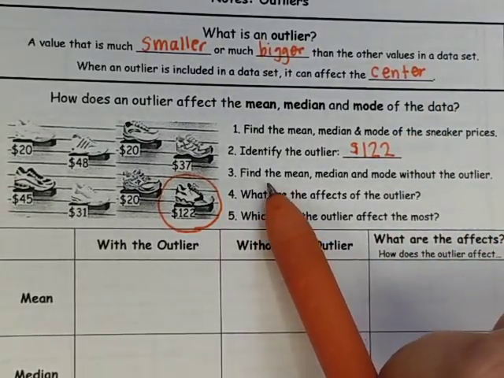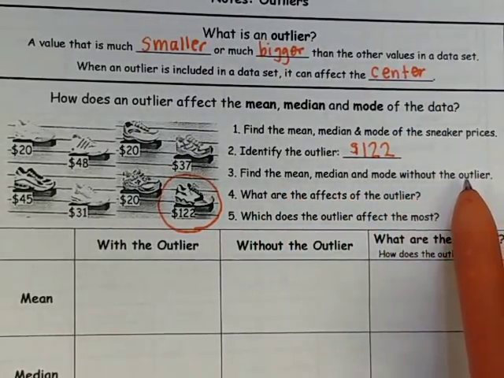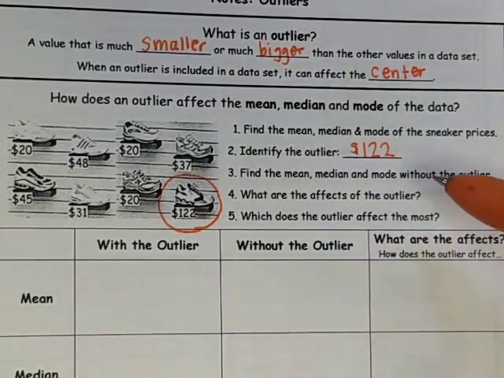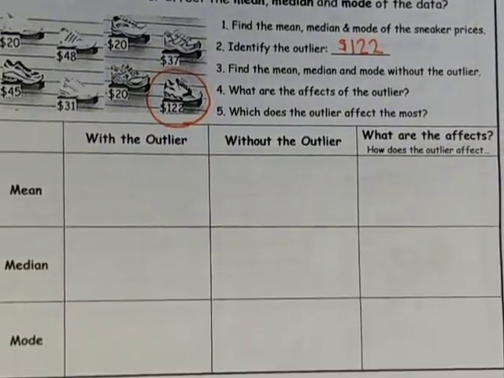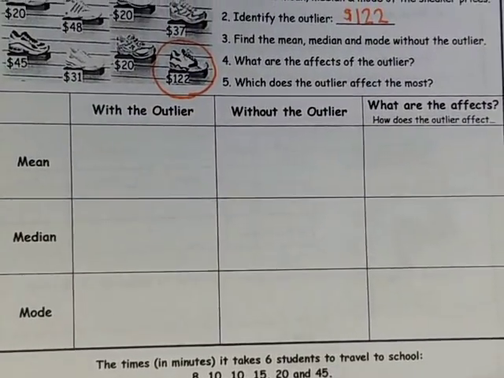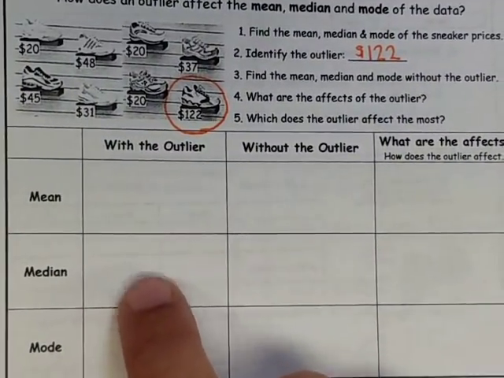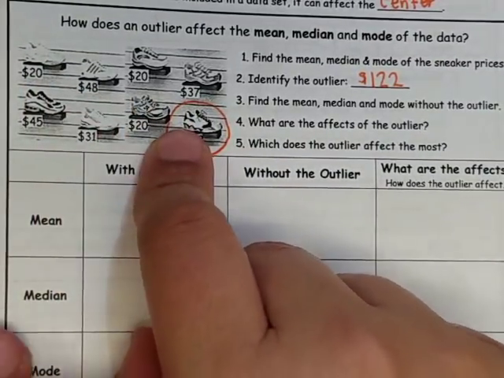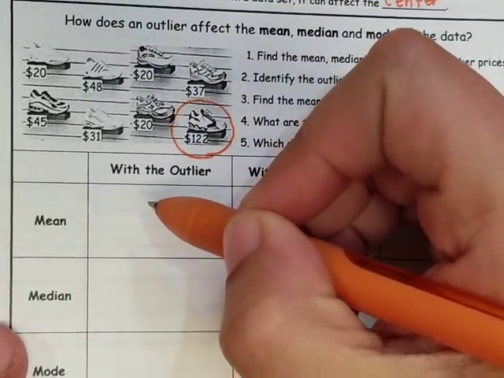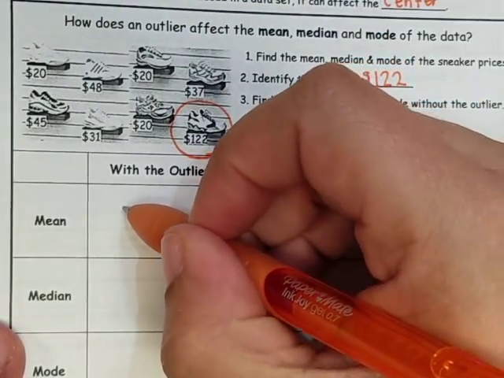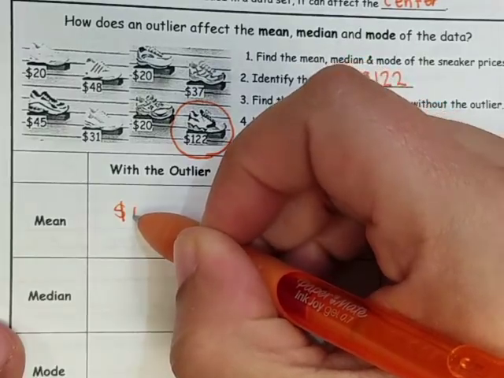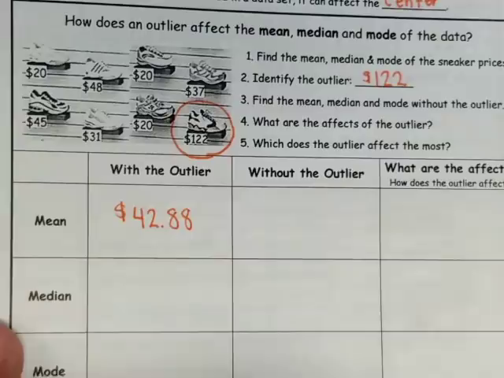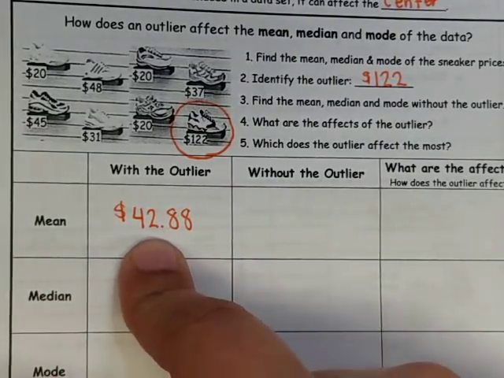What they want us to do is find the mean, median, and mode with and without the outlier, see what the effects are, and which one it affects the most. So in our table, we're going to take our numbers and find the mean, the median, and the mode. To find the mean, you're going to add all these together and divide by 8. Go ahead and do that in your calculator. You should get 42.88. So I added all these and divided by 8, and I got $42.88.